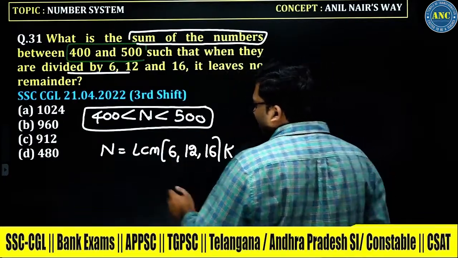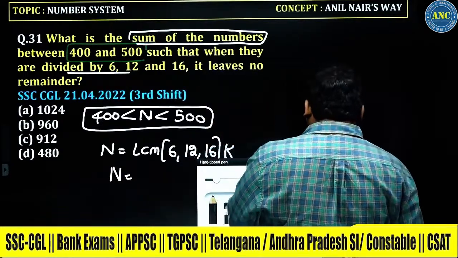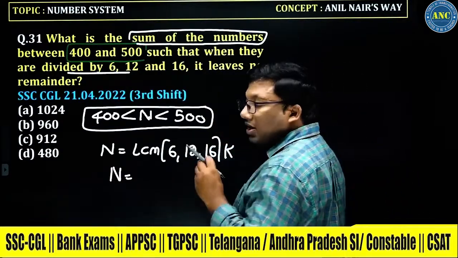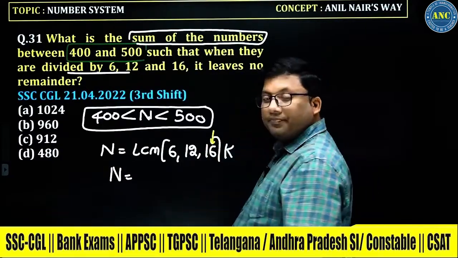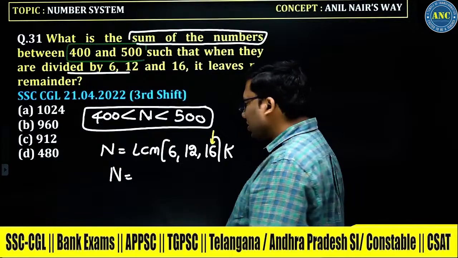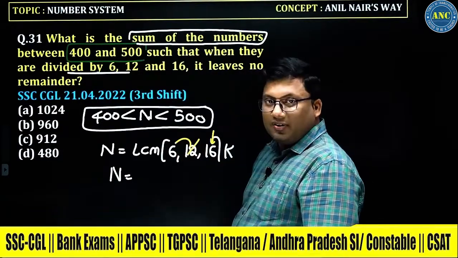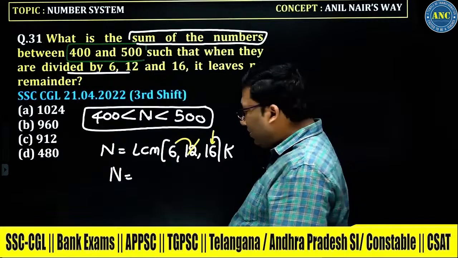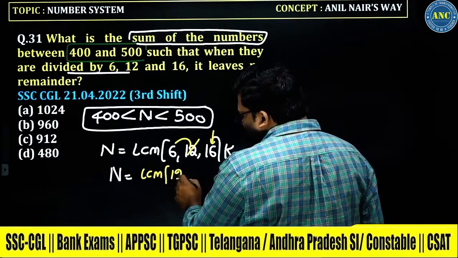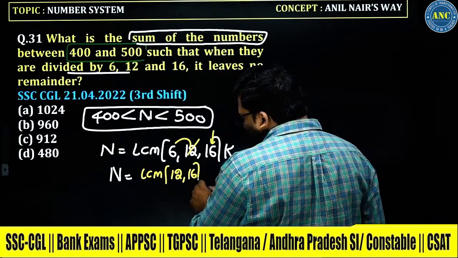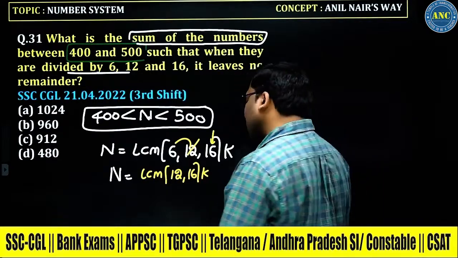How to find this? Pattern of n, see here. Whenever you are doing LCM, the focus should be on the largest number. The largest number is 16. 12 is a multiple of 6, so 6 is already covered. That means LCM of 6, 12, 16 is equivalent to LCM of 12, 16.